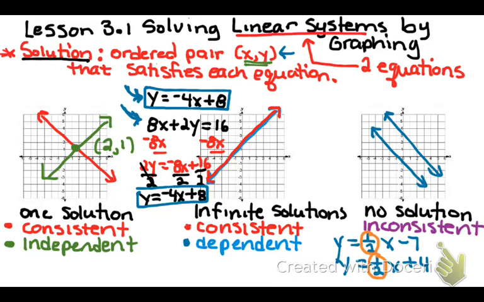So to recap, consistent is when we actually have solutions, and then independent versus dependent. Independent, we have two totally different equations. Dependent, we end up with the same equations. And then for inconsistent, it means that we don't have any solutions because the lines are going to be parallel.